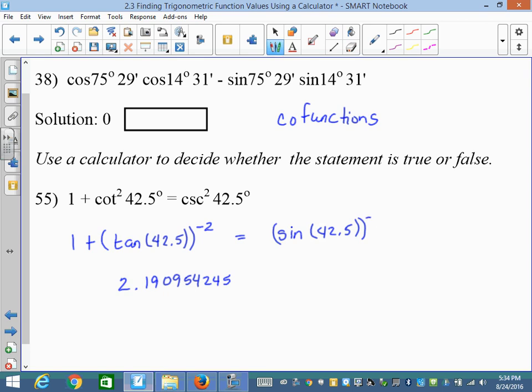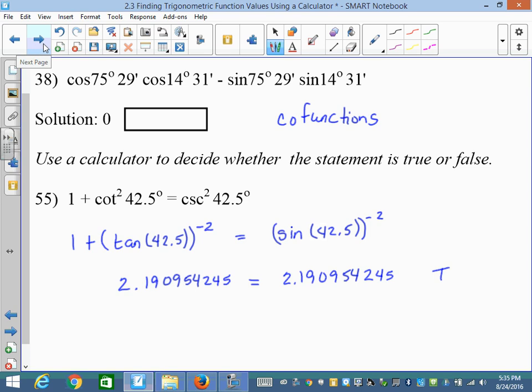Now you can do these separately. You can square it and then take the reciprocal, or you can take the reciprocal and then square. Or you can just simply do it to the negative 2 power and get it both done at the same time. When I throw that in the calculator, I get 2.19095425. So therefore this is a true statement. You get plenty of those in your homework.